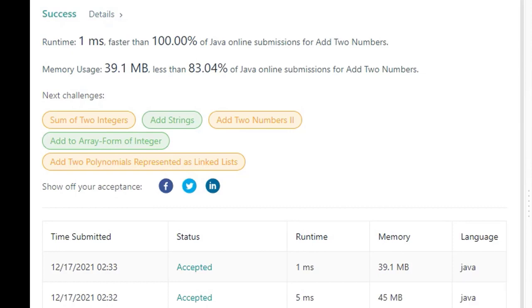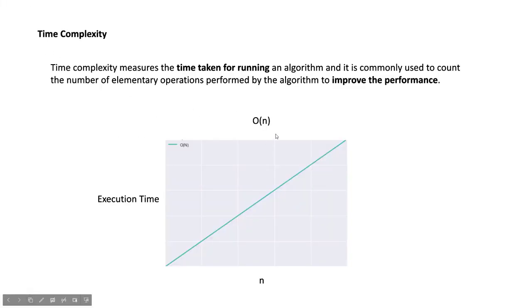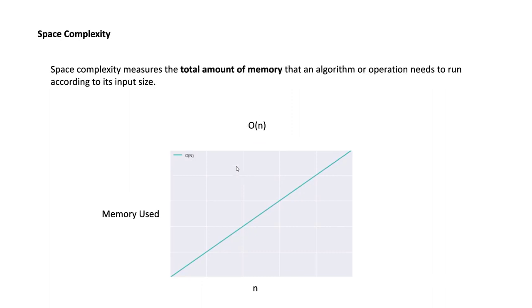So the last thing we'll do is go through the space and time complexity. Time complexity is O of n. As we increase the number of nodes in list 1 and list 2, that's going to increase the time to go through them. Space complexity is the same thing, because we're creating a new list node, that's going to be dependent on the number of nodes in list 1 and list 2 passed in.